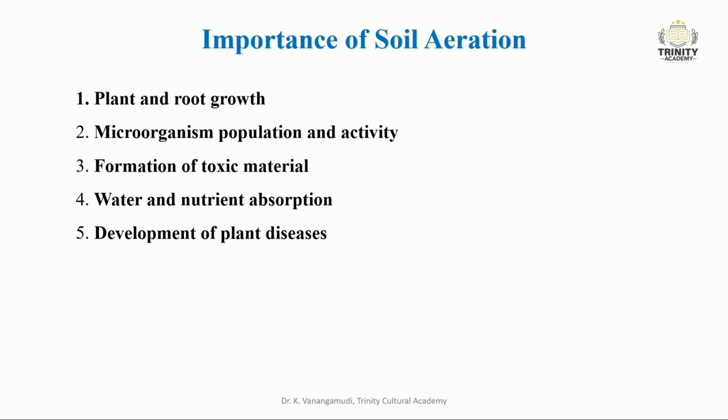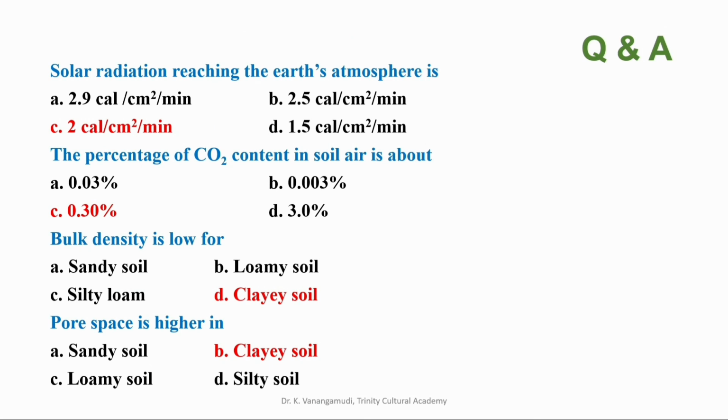Let us now see the questions and answers. Solar radiation reaching the Earth's atmosphere is option C, 2 calories per centimeter square per minute. The percentage of carbon dioxide content in soil air is about option C, 0.30 percentage. The bulk density is low for option D, clay soil. Pore space is higher in option B, clay soil.